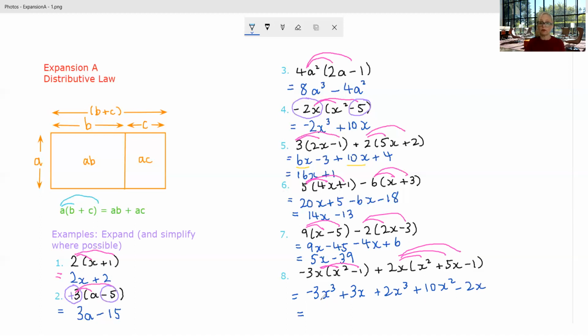So we've got negative 3x cubed plus 2x cubed. So we've got negative one of them. Let's do our x squared term next. I just like doing them in decreasing powers. And then how many x's do we have? We have 3x, and then we're taking away 2 of them, so we've got 1x. And we've got no constant term there, so we're all done.